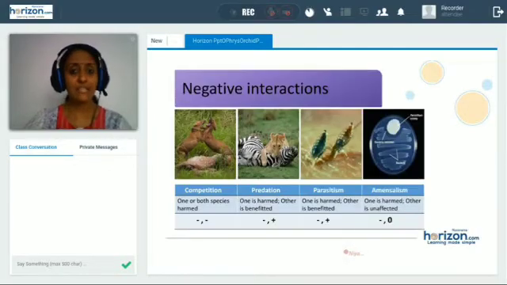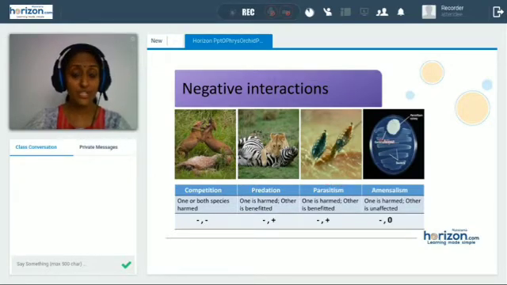Now let's have a look at some of the negative interactions. The first picture shows two foxes fighting for food. This type of interaction is called competition. The second picture shows a lion feeding on a zebra. This type of interaction is called predation. The third picture shows head lice feeding on the blood of its host. This type of interaction is called parasitism.